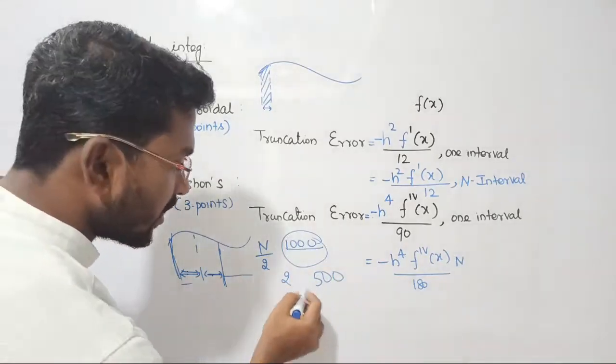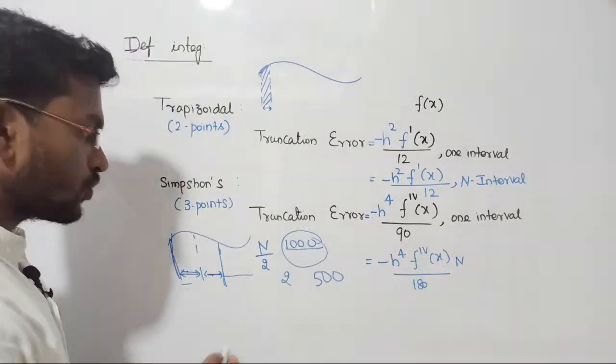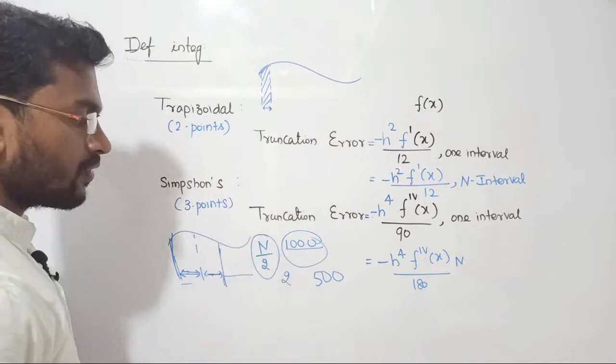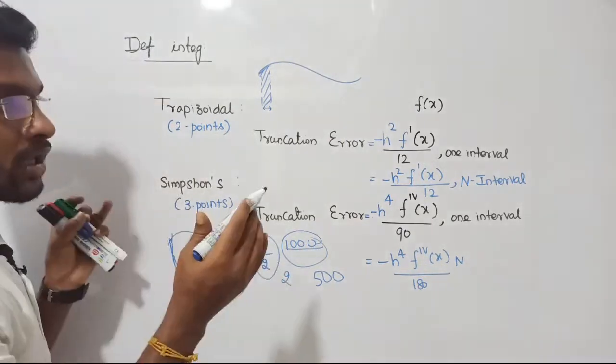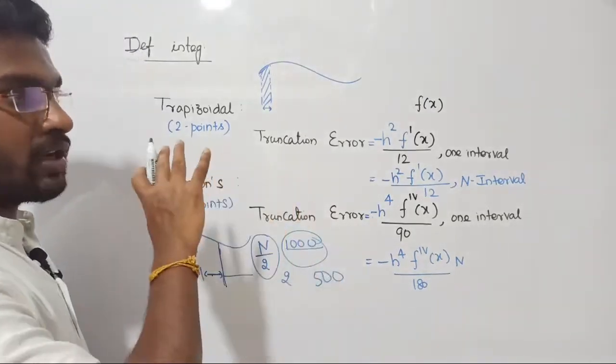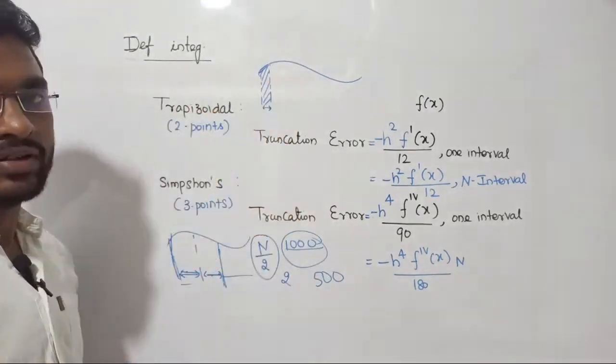Why? Because in each and every integration we are considering two intervals. So the number of intervals will always be estimated as n by 2 only, right? Because in total, for 500 integrations, if you look at it overall, you can say 500 intervals, 500 sub intervals.